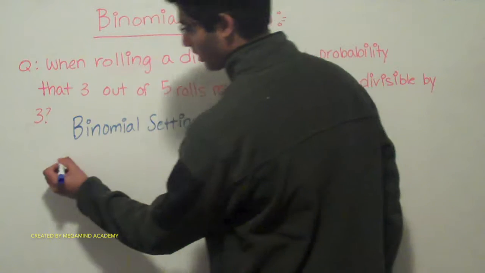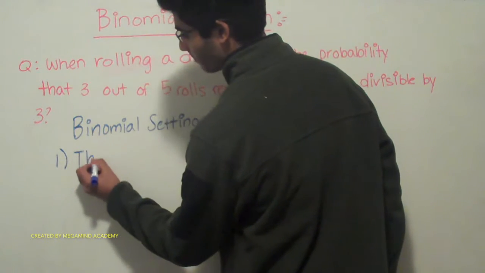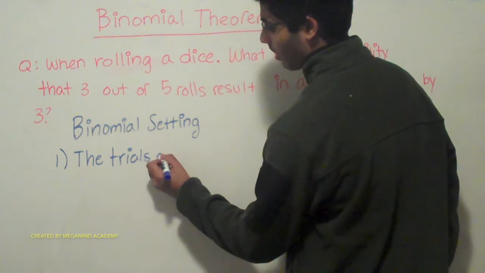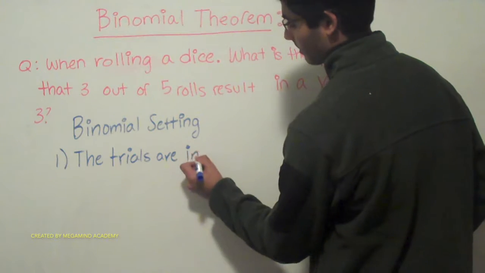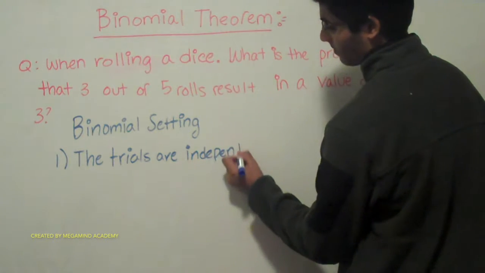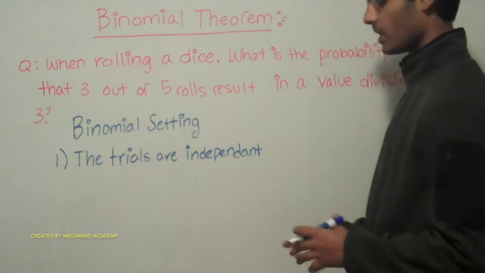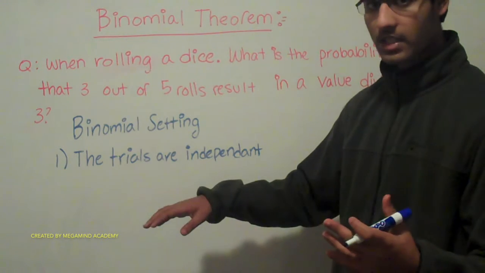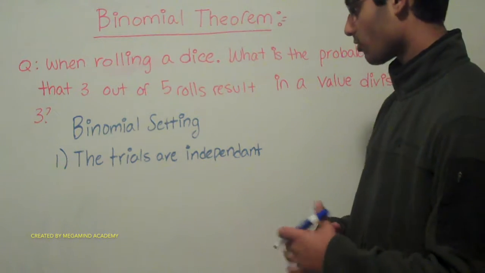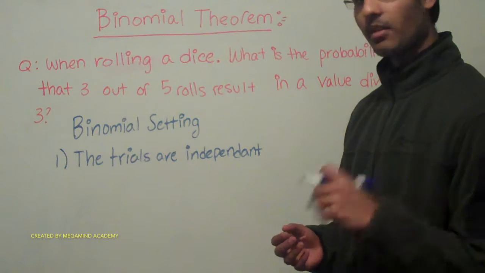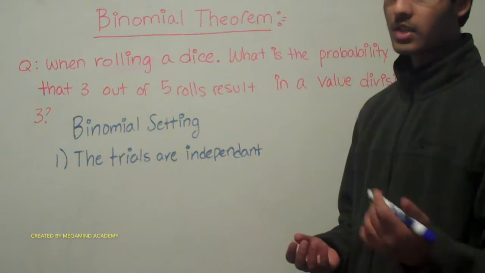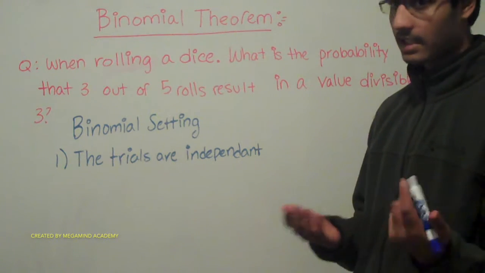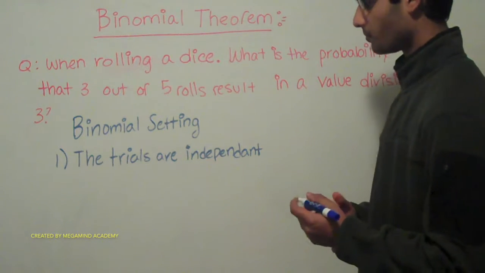So the first condition is that the trials are independent. So what does this mean? Well, this means that for each trial, the values or the results of the previous trial don't influence the results of the next trial. So every trial is independent. An example of this is flipping a coin. If you get 3 heads in a row, that does not change the probability of getting heads on the 4th time. It's still 1/2 if it's an equally weighted coin.